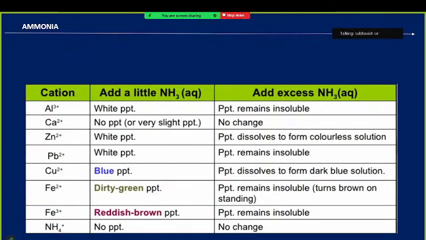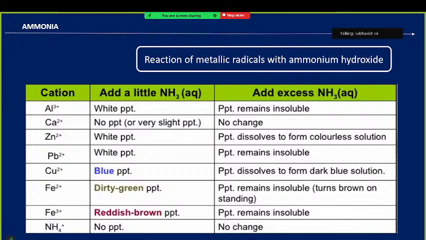Now the most important part of this chapter is the reaction where ammonia reacts with different metal cations, with the formation of different types of salts and different colors of precipitate. Those reactions we have already discussed in the analytical chemistry chapter, where aluminium forms a gelatinous white precipitate. Calcium forms a calcium hydroxide precipitate. Zinc also forms a gelatinous white precipitate.